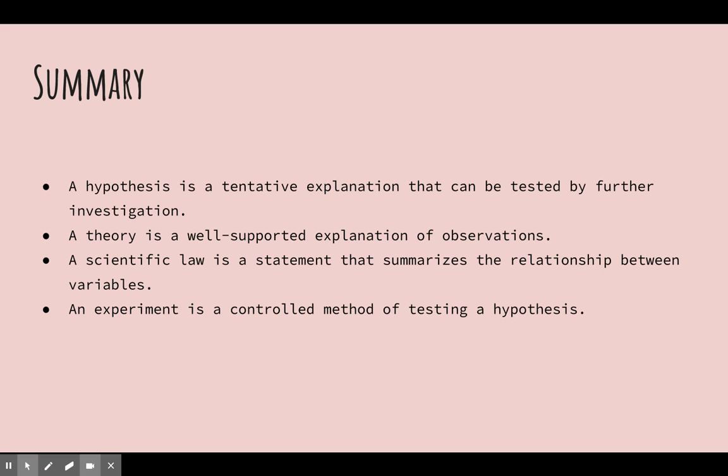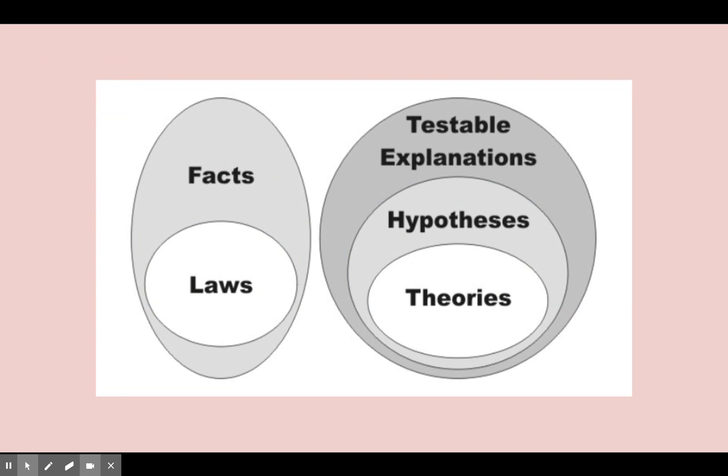So, in summary, a hypothesis is a tentative explanation that can be tested by further investigation. A theory is a well supported explanation of observations. A scientific law is a statement that summarizes the relationship between variables. And an experiment is a controlled method of testing a hypothesis.